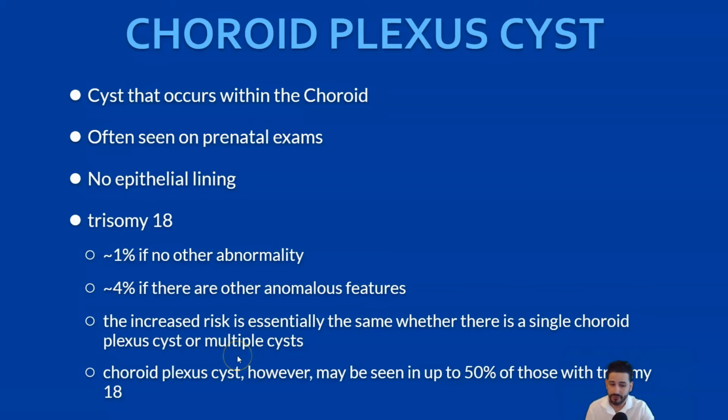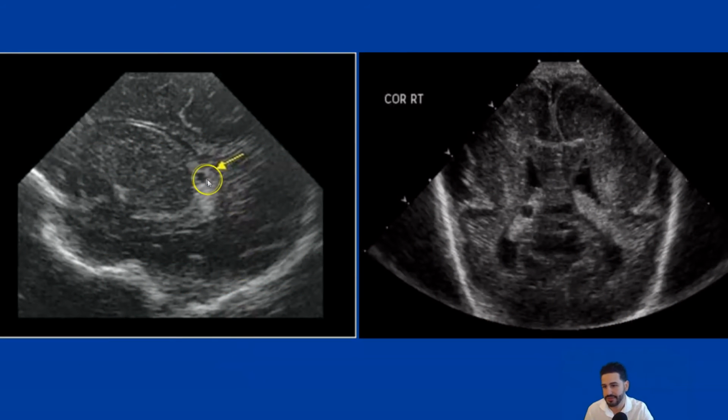However, up to 50% of patients with trisomy 18 have choroid plexus cysts. But that's a causation versus correlation issue. And here's a small example of a choroid plexus cyst on the right. Choroid plexus cysts, very common.